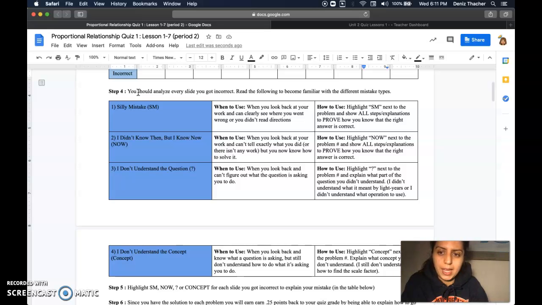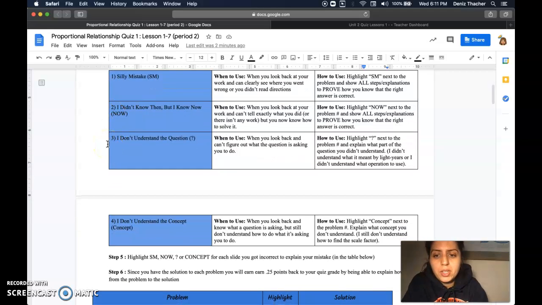The first mistake is called a silly mistake, or an SM. You can use this when you look back at your work and can clearly see where you went wrong or didn't read the directions. A different type of mistake is an "I didn't know then, but I know now," otherwise known as "now." You can use this when you look back at your work and you can't tell exactly what you did or there isn't any work, but now you know how to solve it.